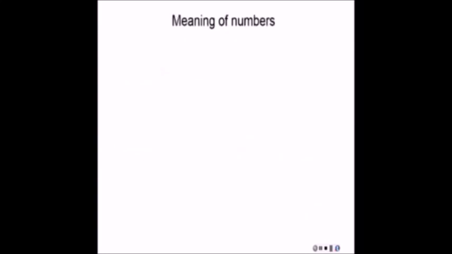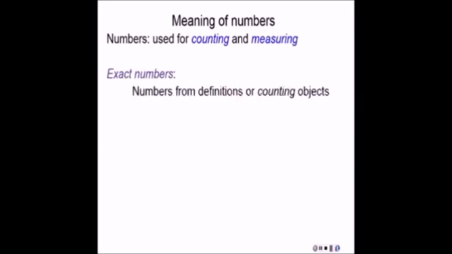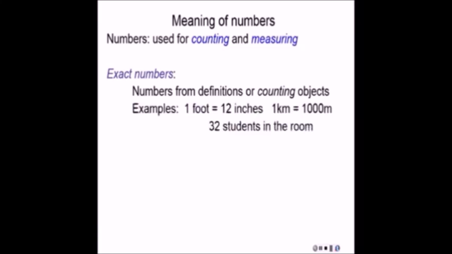Okay. Next topic is the meaning of numbers. Well, numbers are used for 2 different things. They're either counting or measuring. And we actually view numbers differently when we do this. An exact number is a number that's derived from definitions or from counting objects. And here are 3 examples. 1 foot to 12 inches and 1 kilometer to 1,000 meters are examples of definitions. 32 students in the room we get from counting objects.